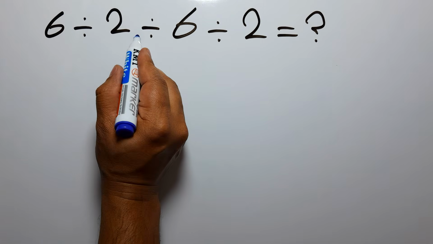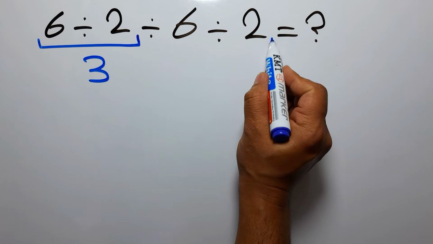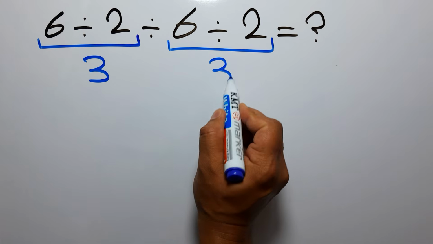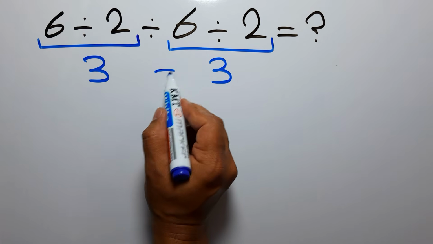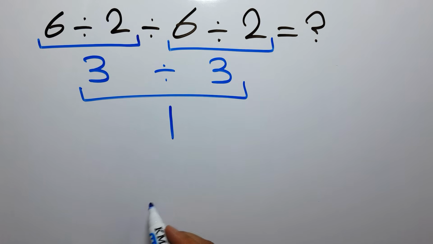6 divided by 2 gives us 3. And again here we have 6 divided by 2. So 3 divided by 3 equals 1. But this answer is not correct.